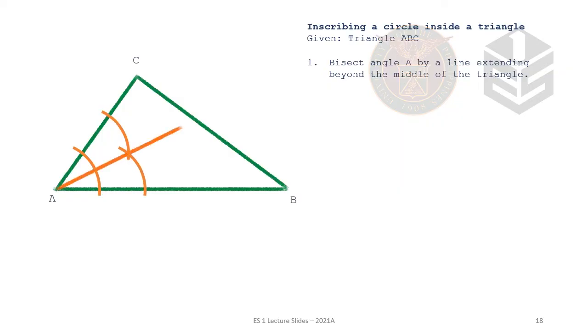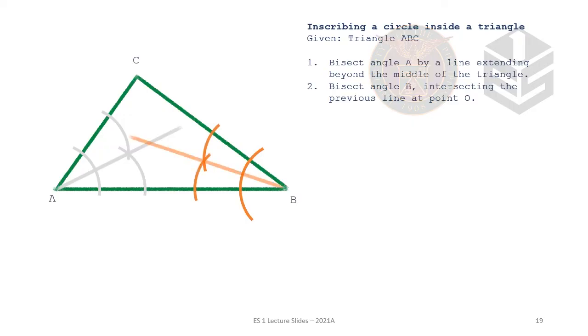Next, bisect another angle, in this case angle B, and extend the angle bisector to the center of the triangle, making sure that they intersect at one point. Now, as you may have guessed, this intersection will be the center of our circle. What we have to do now is to make sure that the circle will properly touch the sides of the triangle.